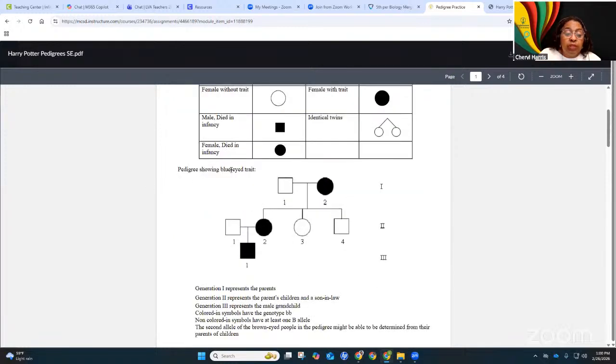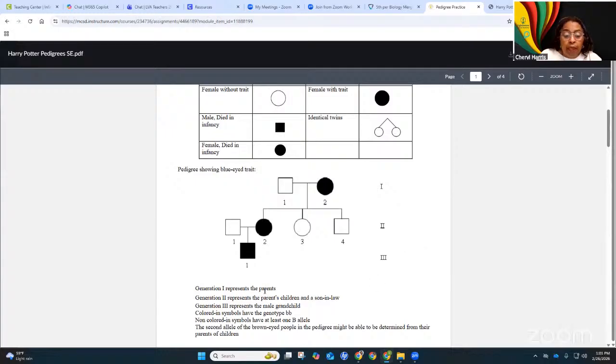The first one they're giving you here is a pedigree showing blue eyes. What they're saying here is this male does not have blue eyes because it's not shaded. This female has blue eyes because it is shaded. They had 3 children. The first one was a girl and she has blue eyes. The second girl, no blue eyes. And a boy, and he does not have blue eyes. The blue-eyed girl got married and she had a son and he's got blue eyes.